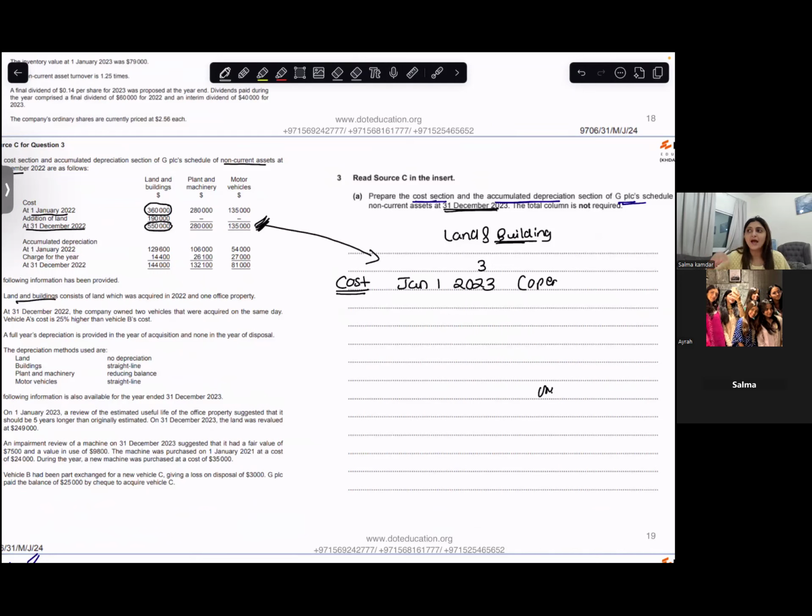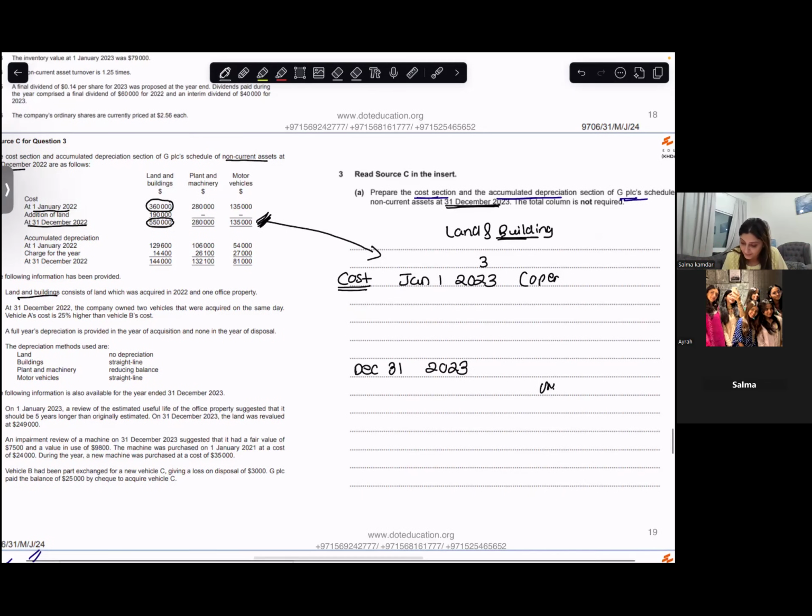So the first reason I already justify is that although the NCA schedule is given, there is nothing wrong in it. This NCA schedule is of the previous year. I have been asked to prepare the NCA schedule for the current year. This part is very clear. So my opening date would be Jan 1, 2023, and my closing date would be December 31, 2023. Are you with me? Okay, fine. So I will start with what amount?